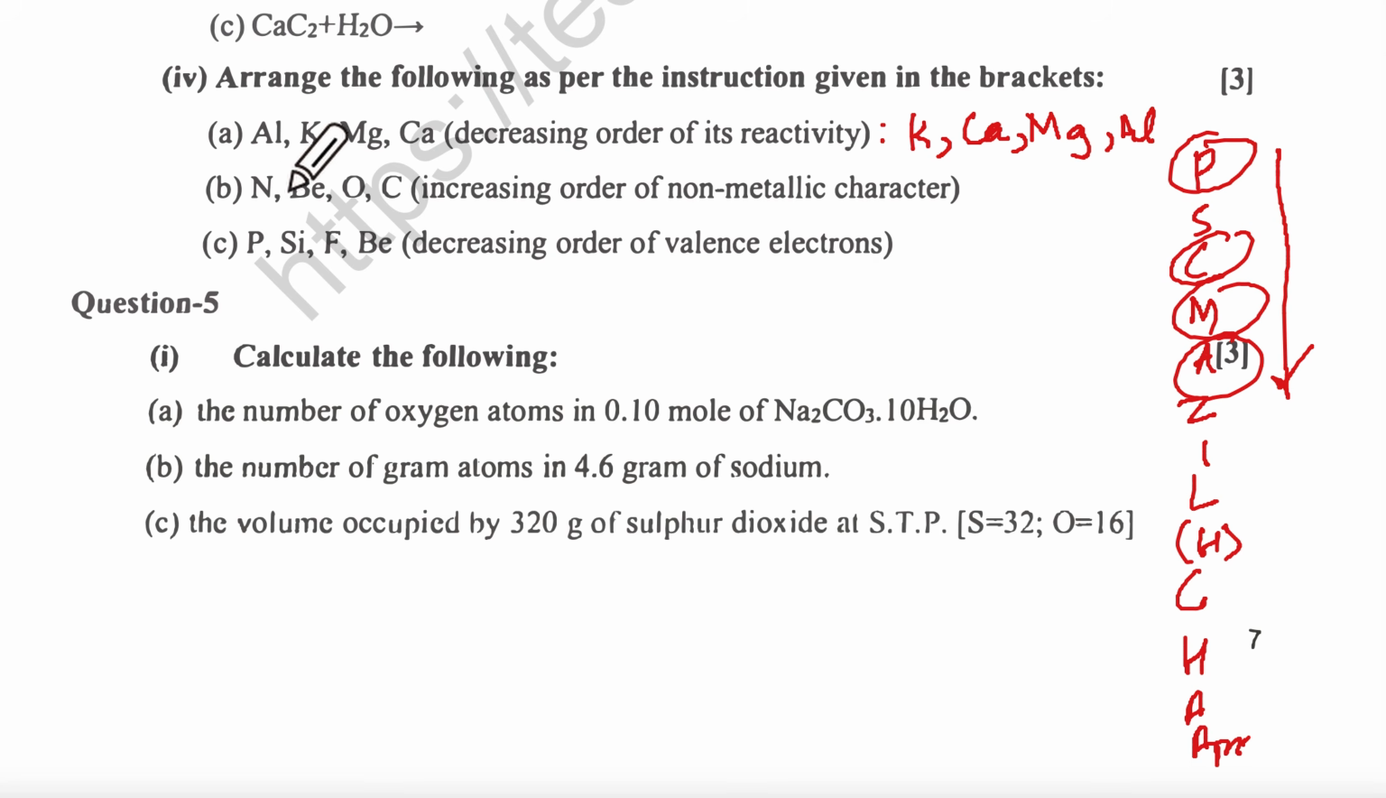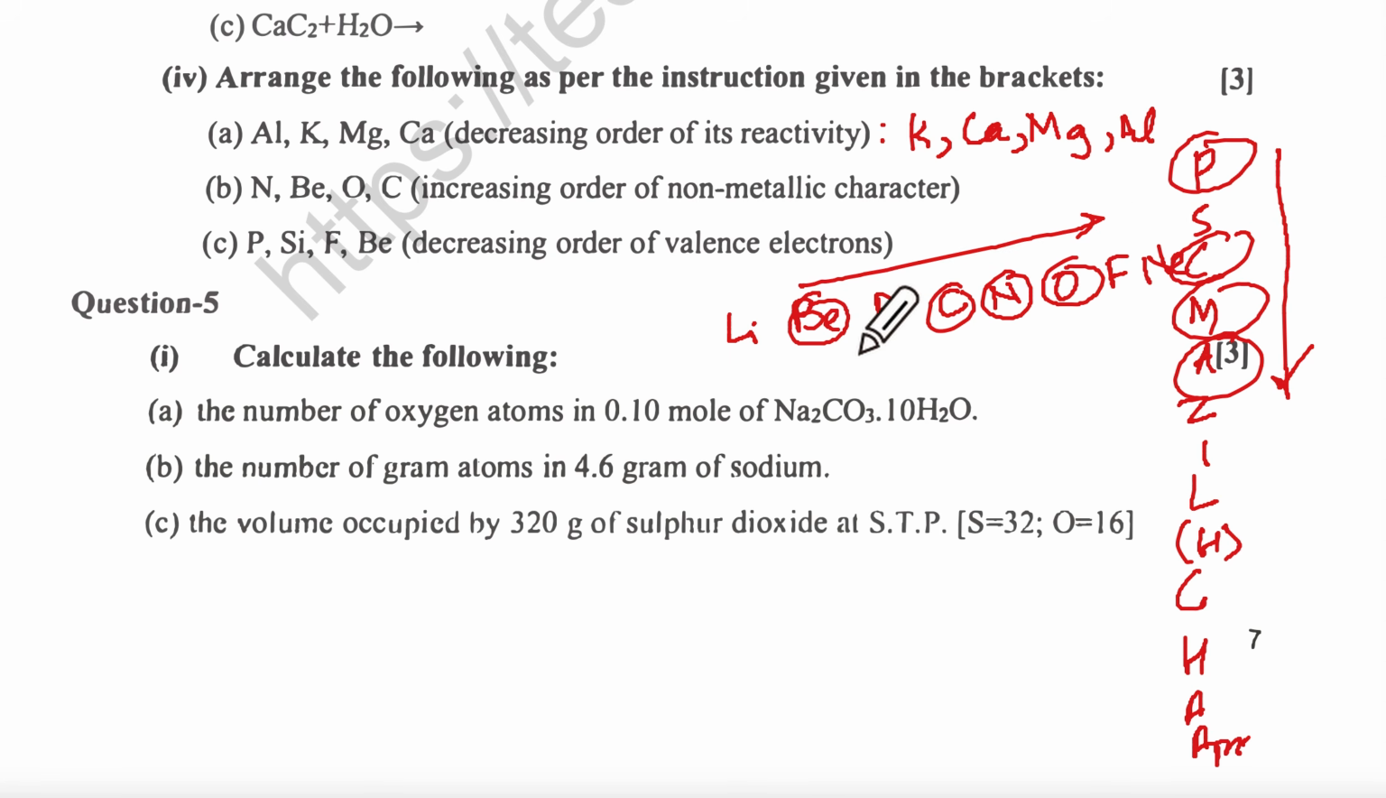Arrange in increasing non-metallic character. What is this? Be, B, C, N, O. If you write the periodic table order, beryllium, boron, carbon, nitrogen, oxygen. Increasing non-metallic character will be like this: Be, B, C, N, O. Very good.